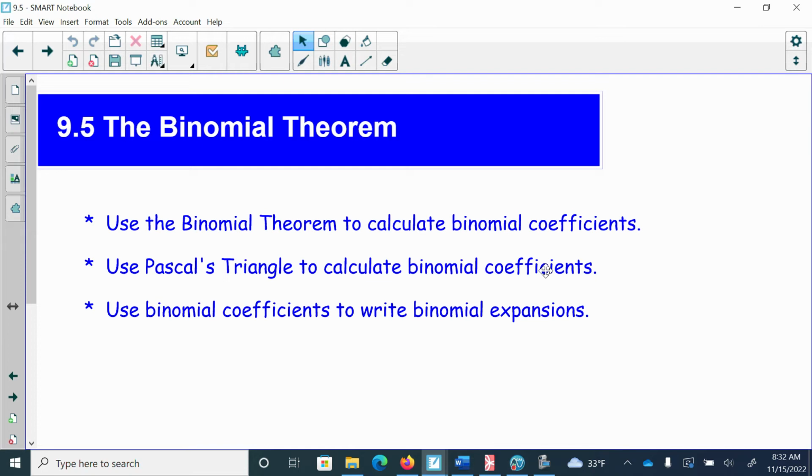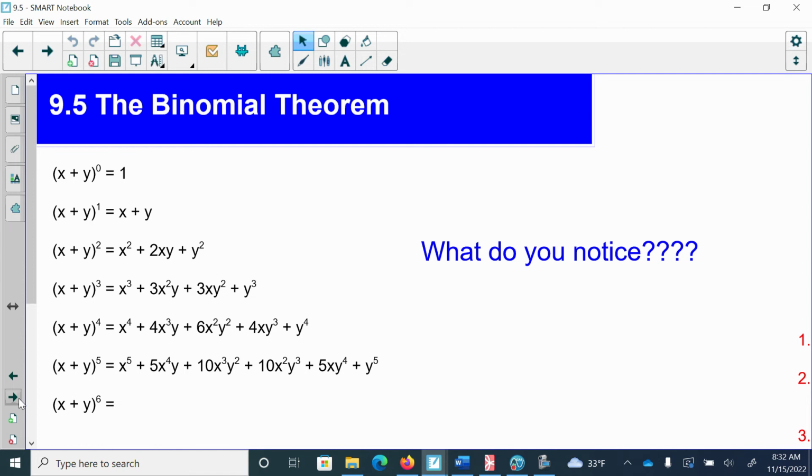Binomial theorem is probably one of the most useful tools that we have in order to help us expand binomials, which will come really handy later on in life. So if I have the quantity of x plus y raised to the 0 power, that's equal to 1. If I have the quantity of x plus y raised to the first power, that's equal to x plus y. Notice that the x plus y is a binomial. By binomial, that means that there are two terms.